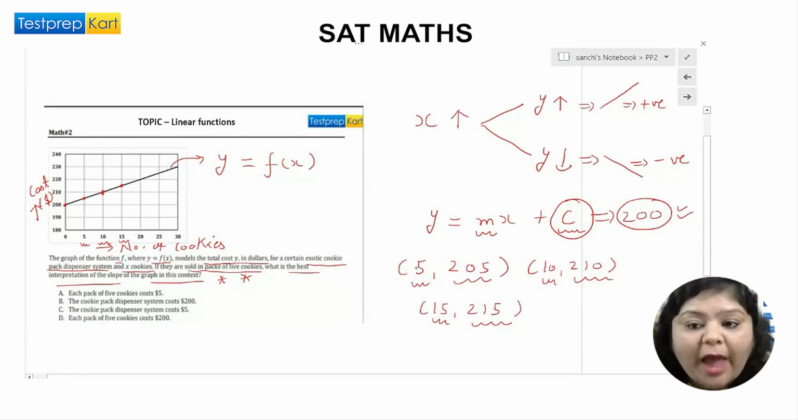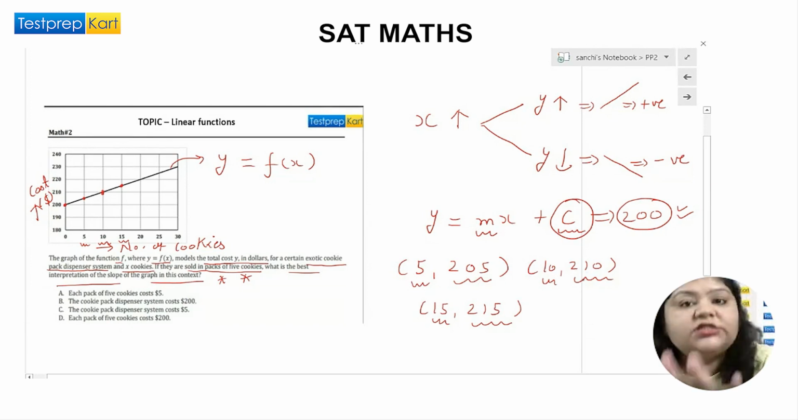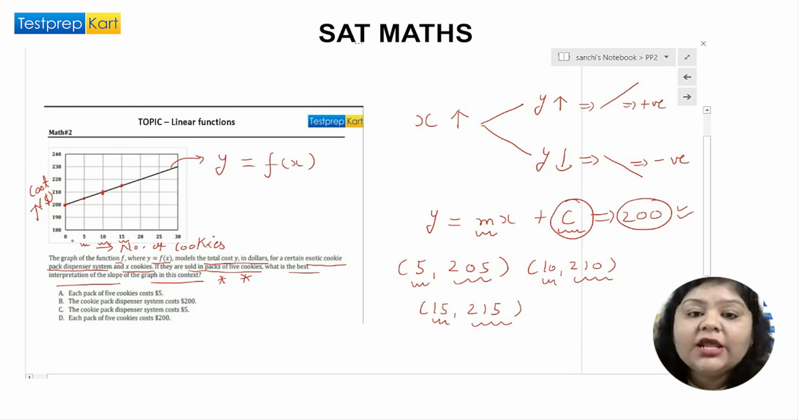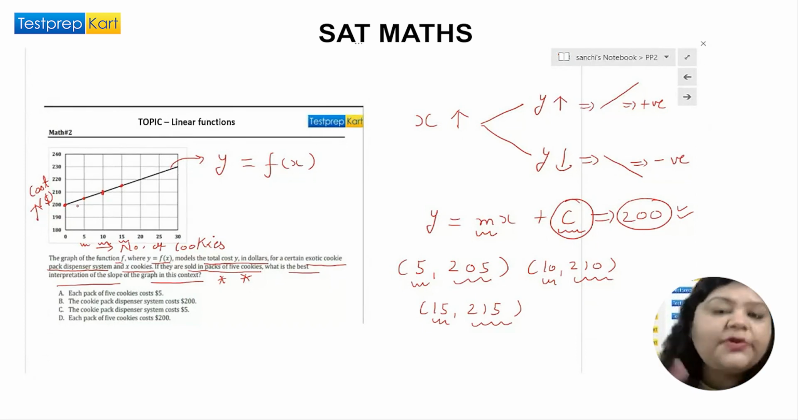Okay. So for packing 5 cookies, what is the cost? $5. For packing the next 5 cookies, what is the cost? The next $5. For packing the next 5 cookies, what is the cost? Another $5. So that's the interpretation of slope. Why have I listed so many things? Because first of all, you must understand why this 200 is here. It is not the cost of packing those 5 cookies. It is the cost of maintaining that dispenser system.